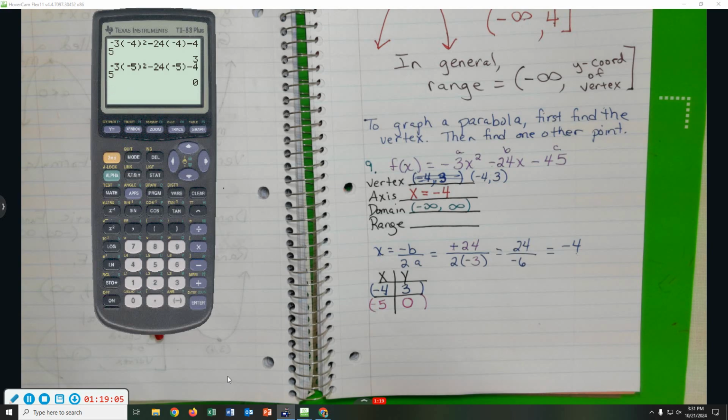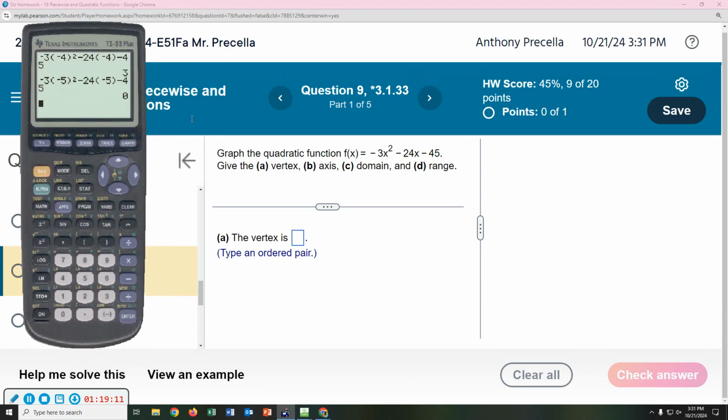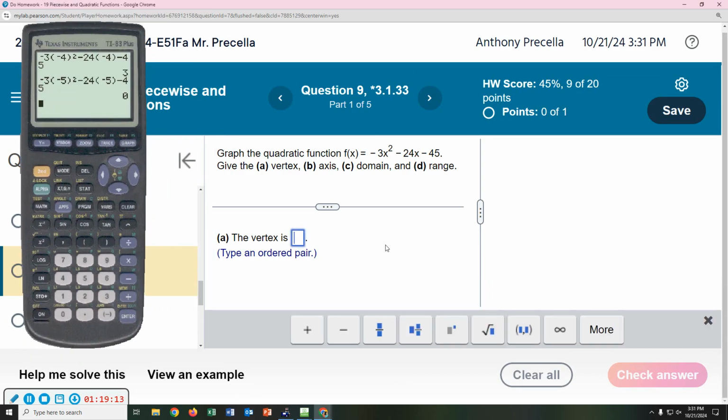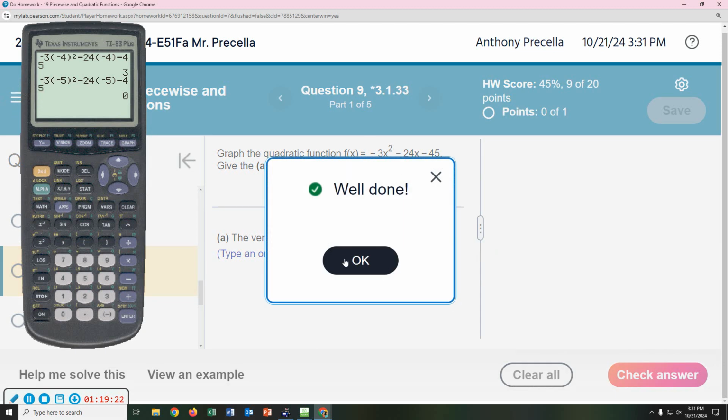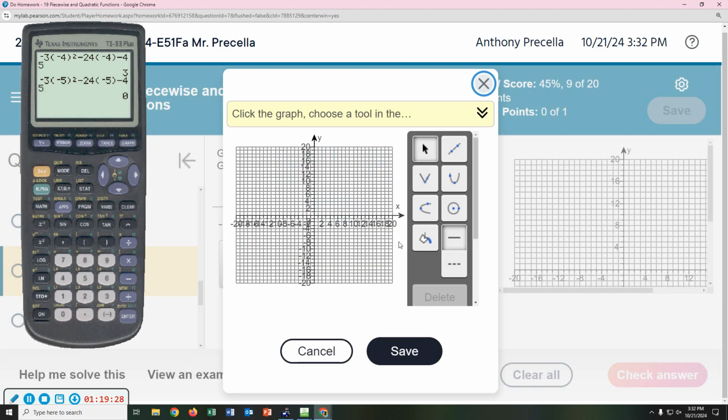Let's make sure they got it. I got this written down. The first thing they want us to do is type the vertex. Okay. So the vertex was, what was it, negative 4, comma 3? Make sure you put those parentheses around there. Now they want us to draw the graph. I'll click to enlarge the grid.